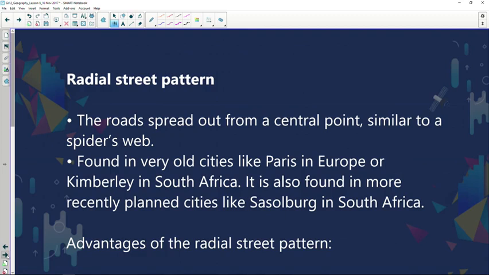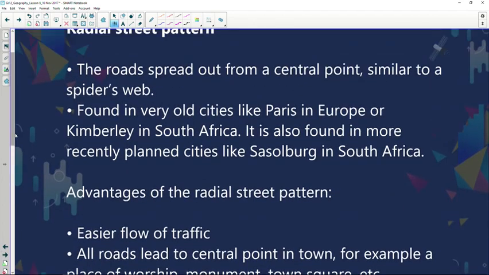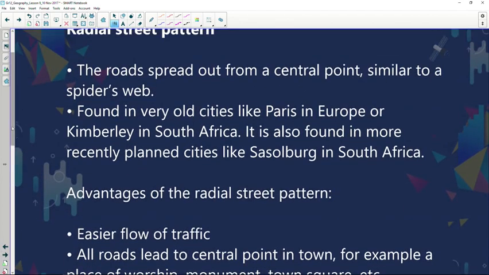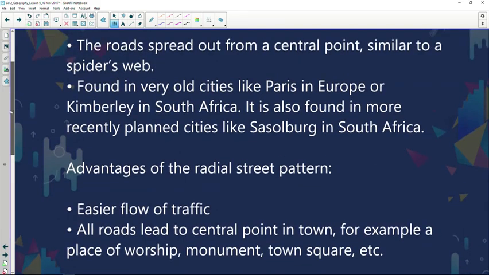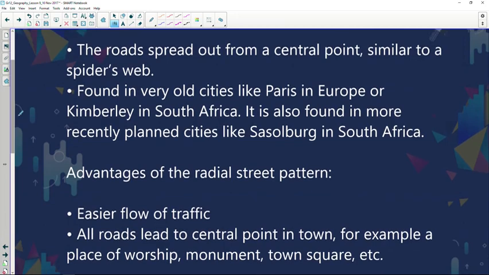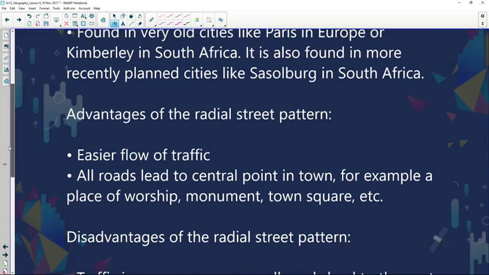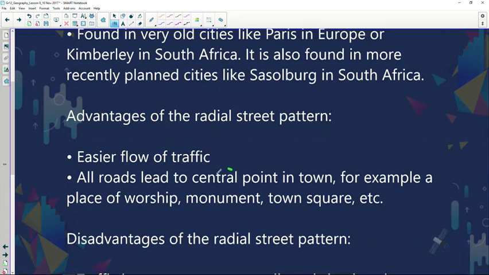If you look at radial street patterns, it's moving outwards. Now many towns have a radial pattern, for instance Stellenbosch, and Kimberley is another example. It looks like a spider web. Now Paris is a very good example. If you look at a global city, it's from the Eiffel Tower outwards. Now if you look at the advantage of it, it makes traffic much easier, so it can avoid traffic congestion.